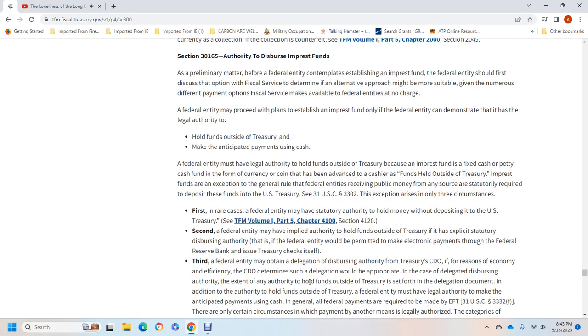Third, a federal entity may obtain a delegation of disbursement authority from the Treasury's CDO of the region, if the CDO determined such delegation would be appropriate. In the case of the delegated disbursement authority, the extent of the authority to hold funds outside of the Treasury is set forth in the delegation document.